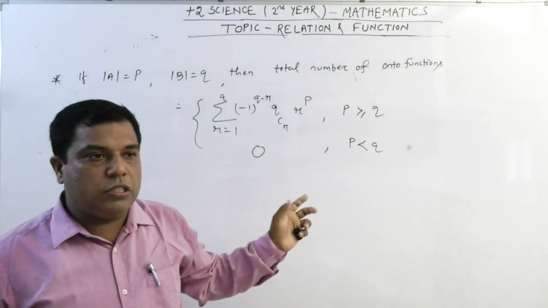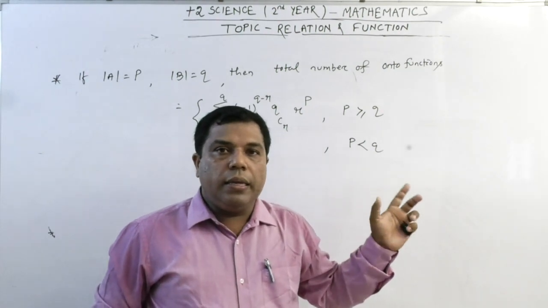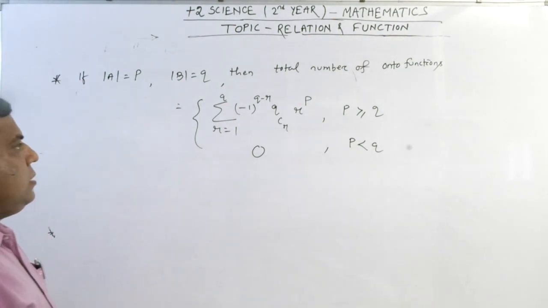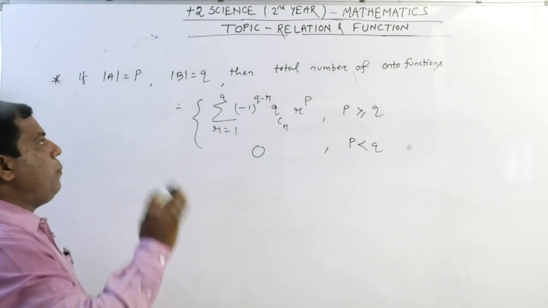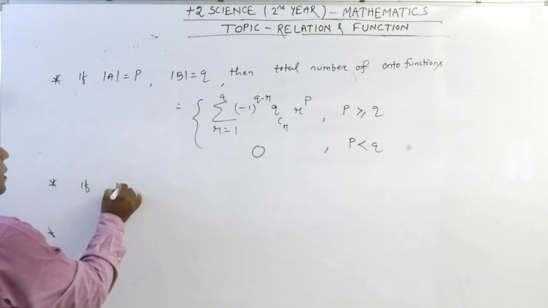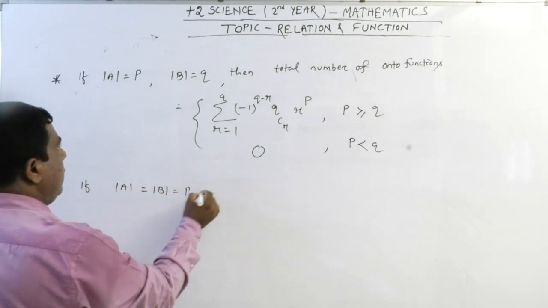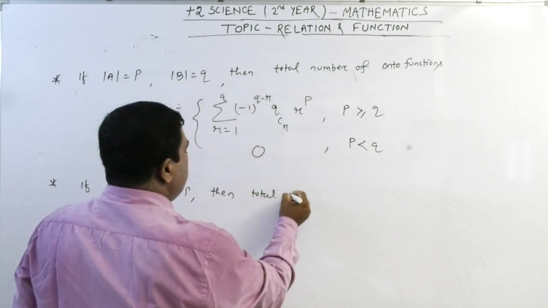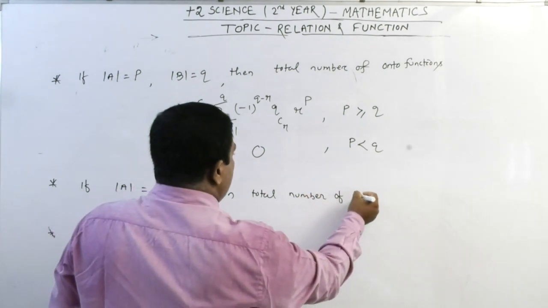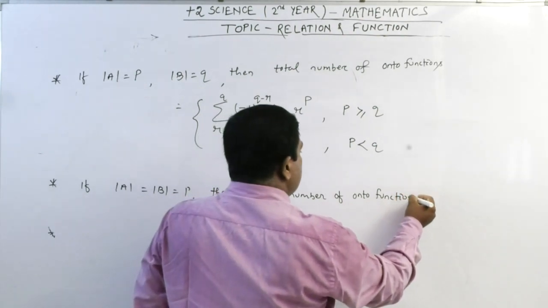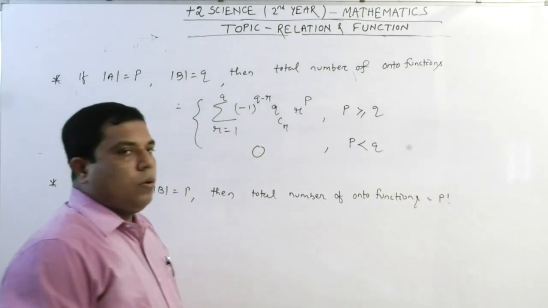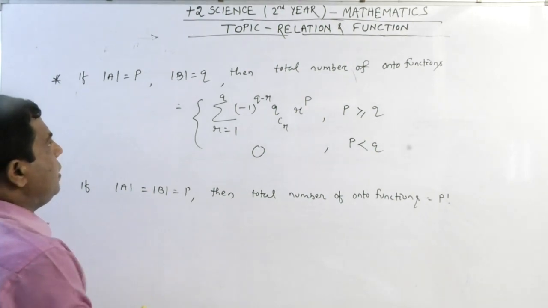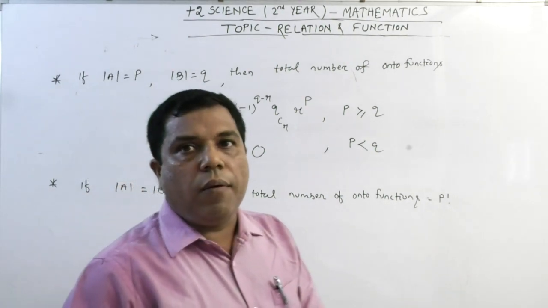In this way we are able to get the total number of onto functions. When cardinality of A equals cardinality of B, that is very easy. If cardinality of A equals cardinality of B equals P, that means P is equal to Q, then the total number of onto functions from A to B equals P factorial. So in this way we are able to get the total number of onto functions.